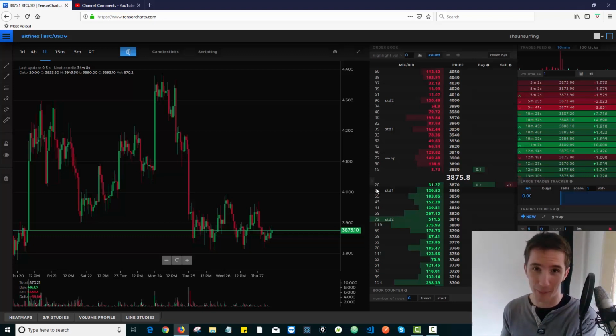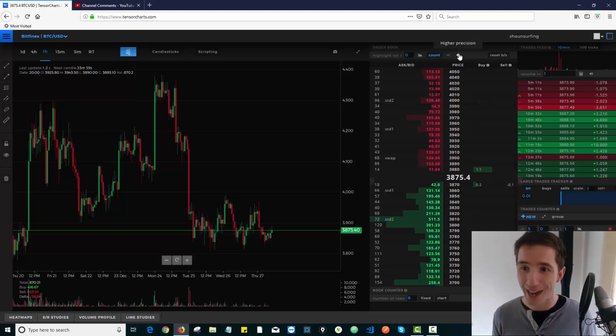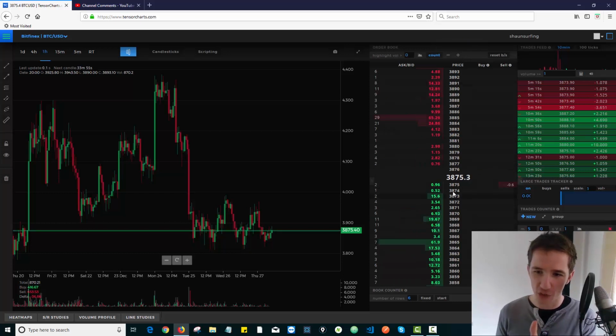Because that level 2, number one, in the stock market costs a lot of money. Here we're getting information for very little money that actually tells us the number of players. And here's the great thing too. I can click on this little plus sign over here to get a higher precision. So it actually drills in.